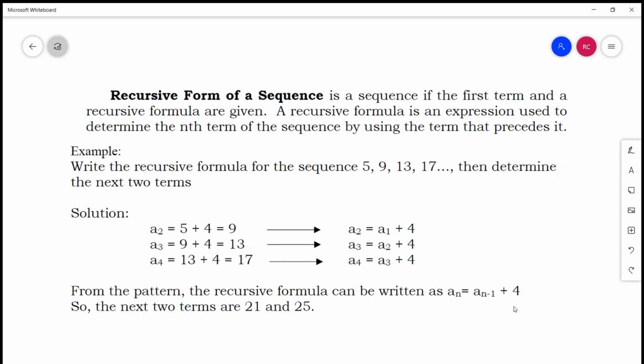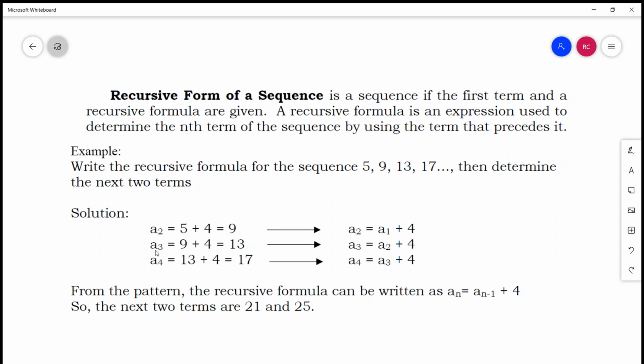Okay. Example, write the recursive formula for the sequence 5, 9, 13, 17. Then, determine the next two terms. So, our solution starts with the second term, which is equal to 5 plus 4 equals 9. So, it also means that a sub 2, or the second term, is equal to the first term, which is 5, plus 4.